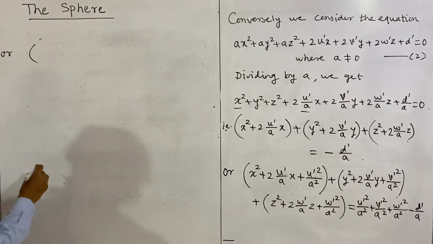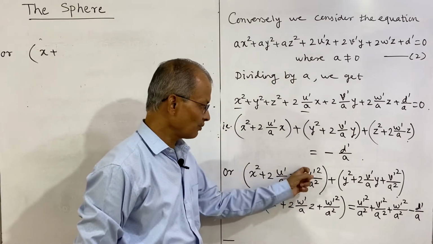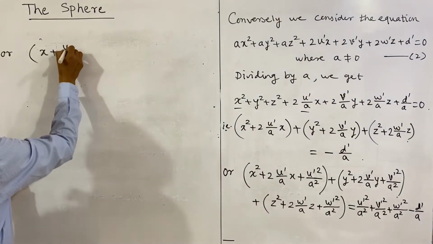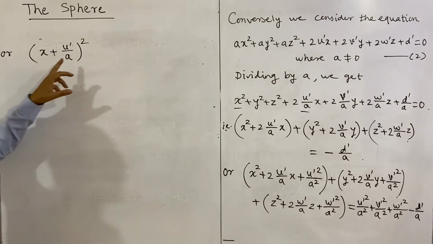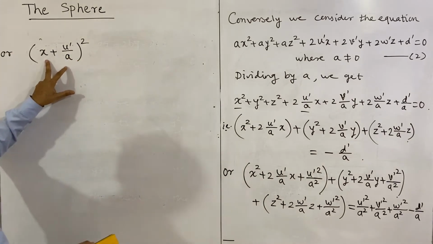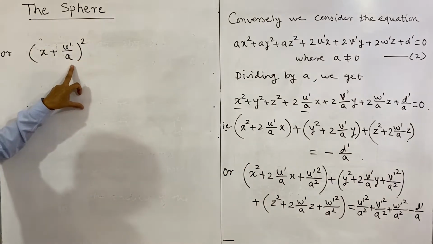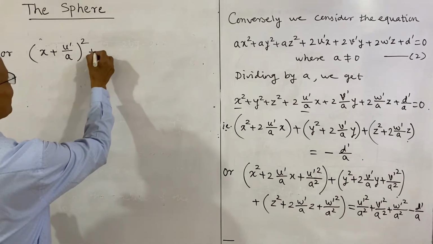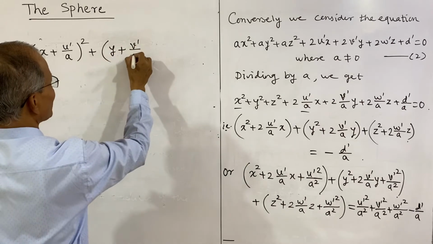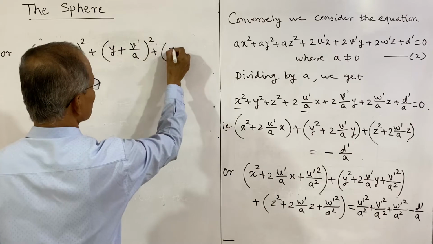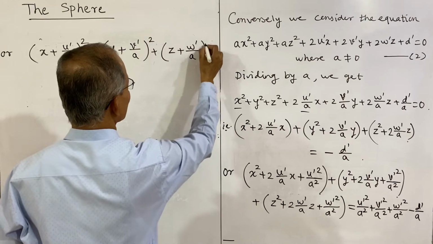the left side is, or this can be written as the square of x plus u prime upon a. You can verify this using the formula of a plus b whole square. x square, the middle term is plus 2 times u prime divided by a into x, plus u prime square divided by a square, and similarly the second will be y plus v prime divided by a whole square, and plus z plus w prime divided by a whole square.